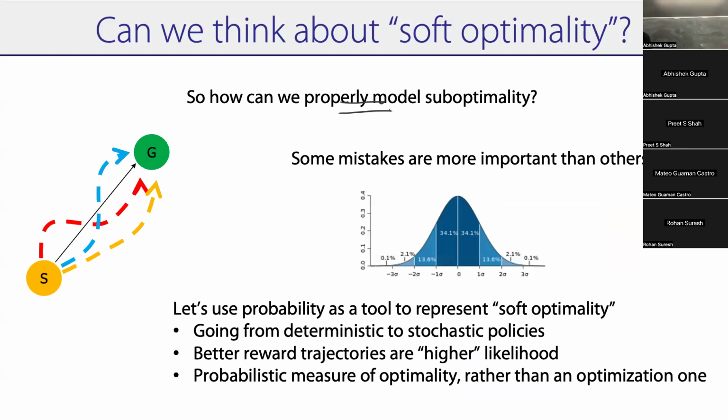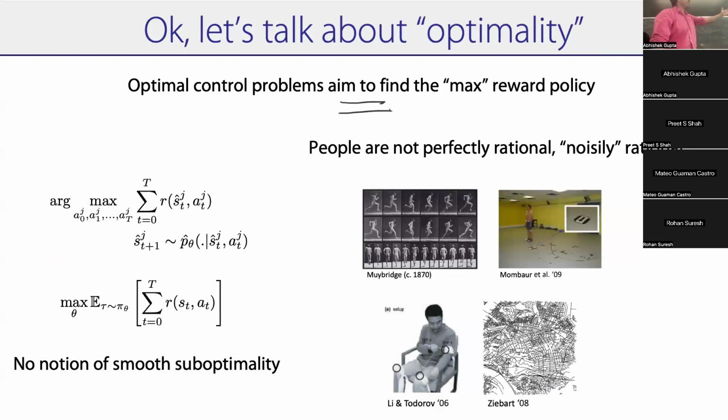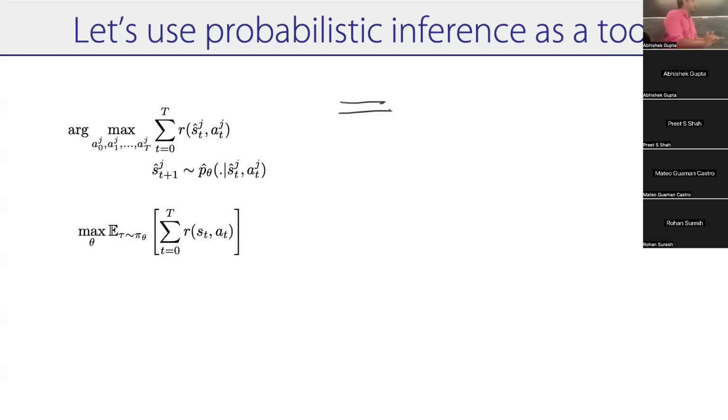Okay, so we want to move to a soft notion of optimality. Can we go from this problem of reward maximization to a framework that affords softer notions of optimality, so that it doesn't just collapse to zero likelihood on anything that's not optimal? We're going to try and use probabilistic inference as our tool. How many of you are familiar with probabilistic inference? Ish. Okay.